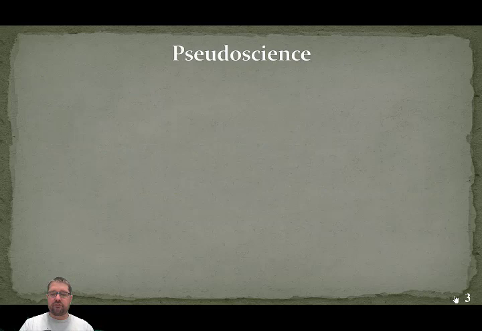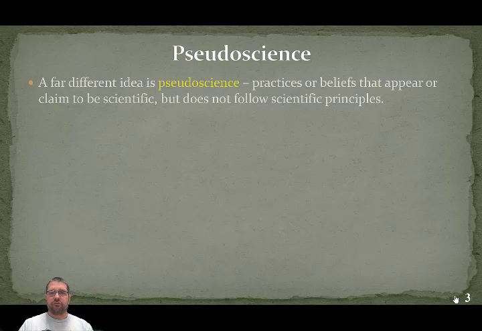Okay? So let's look at some things that are not science. Okay? And we call things that are not science but try to act like science pseudoscience. Okay? Pseudoscience is often beliefs or claims that are scientific, okay? But they don't follow the scientific principles, or they can't follow the scientific principles because it's not possible to test.